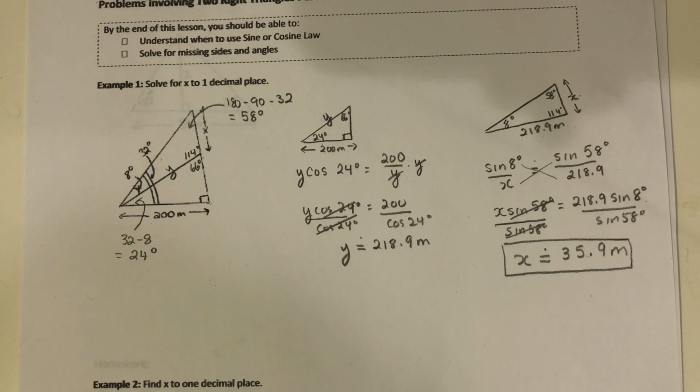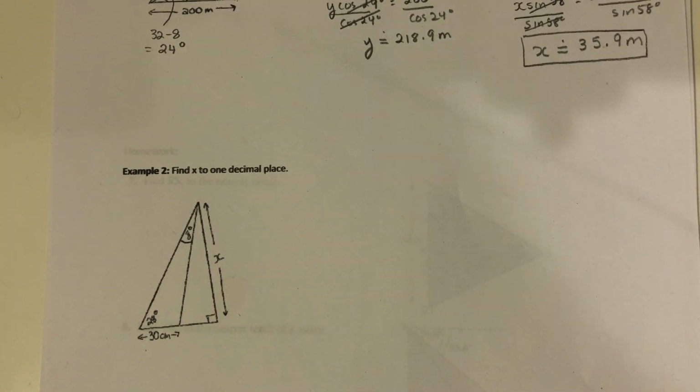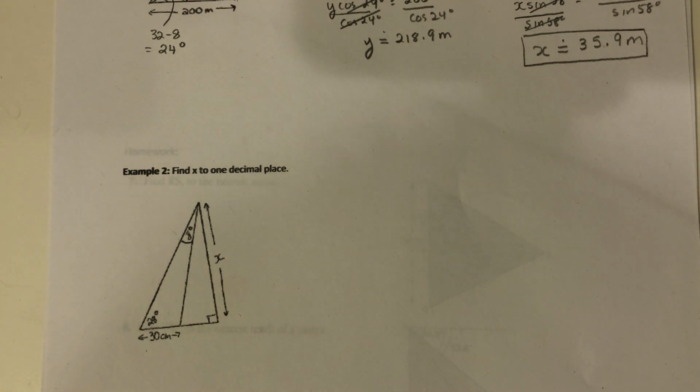Okay, let's look at another question. Moving on to number 2. So again, we're being asked to find x to 1 decimal place. Again, we have 2 triangles. The big one is a right triangle. The one on the right is a right triangle, but the one on the left is not. So again, if we want to add any angles in here, we certainly could.